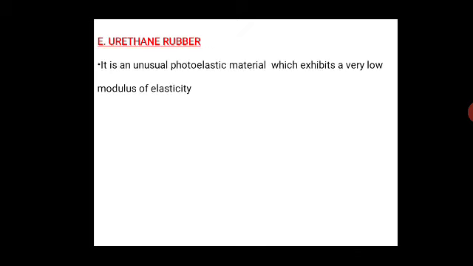The next one is urethane rubber. Urethane rubber is an unusual photoelastic material in that it exhibits a very low modulus of elasticity, three orders of magnitude lower than the other materials listed, and a very high sensitivity, with a figure of merit value of less than 1 lb per inch or 0.175 kilonewton per meter.